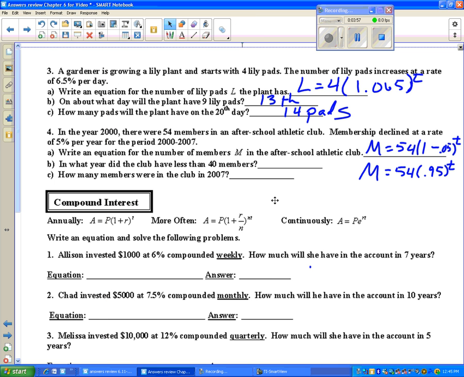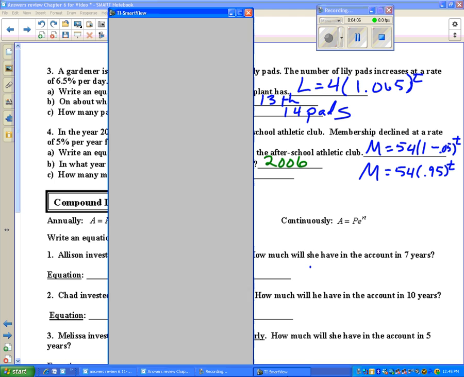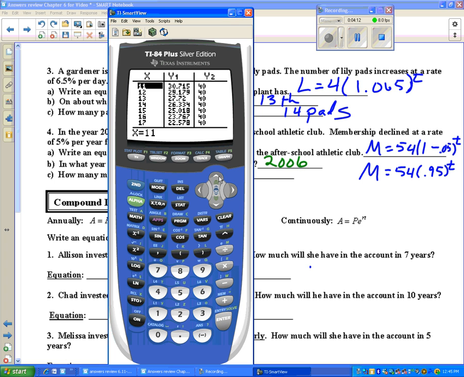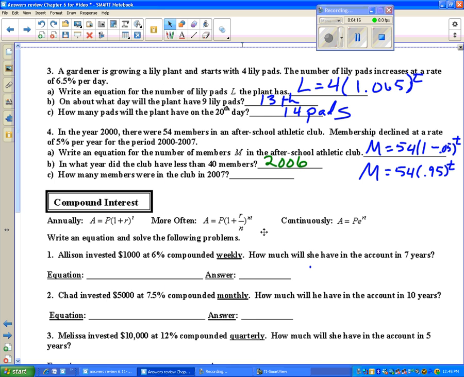Since I started in 2000, 2000 plus 6 is the year 2006. How many members were in the club in the year 2007? The year 2007 is 7 years from when I started. So I'm going to go to the table. 7 years would be 37.7, so about 38 members.